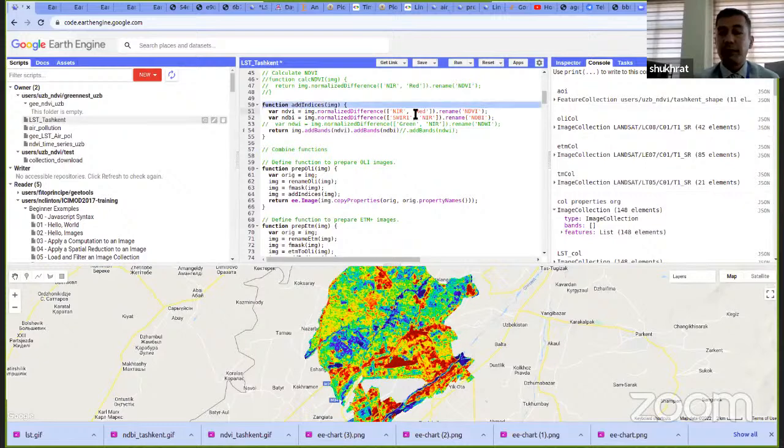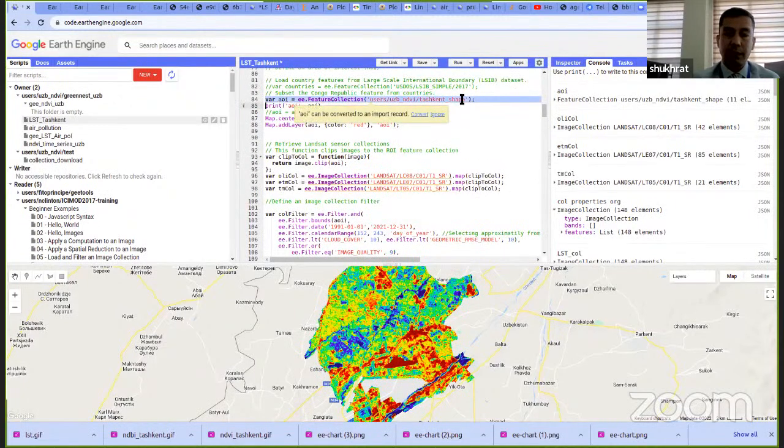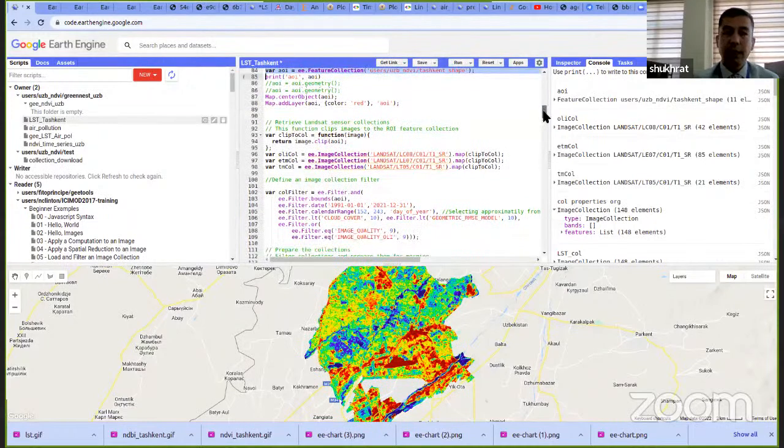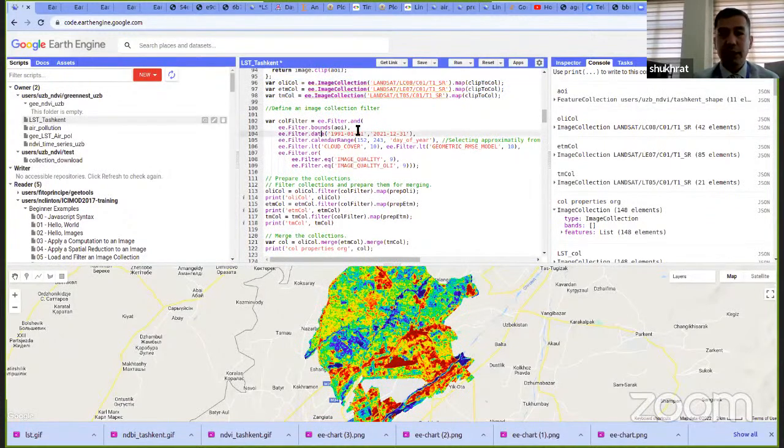Here I created functions for calculating the normalized vegetation index and the built-up index. The vegetation index demonstrates how vegetation greenness changed over time, and the built-up index shows how building areas have changed over time. This is the shape of Tashkent city. It's just a shapefile, and here I imported Landsat datasets and did some filtering, taking the images from 1991 until 2021.